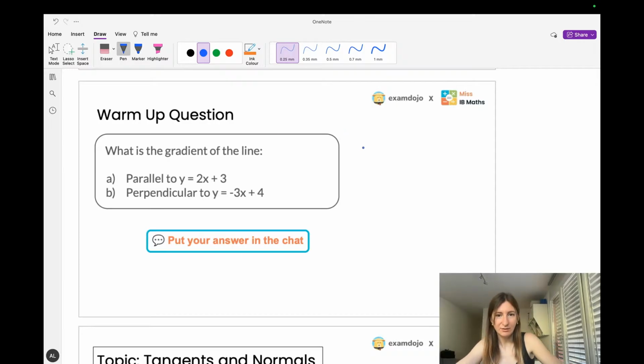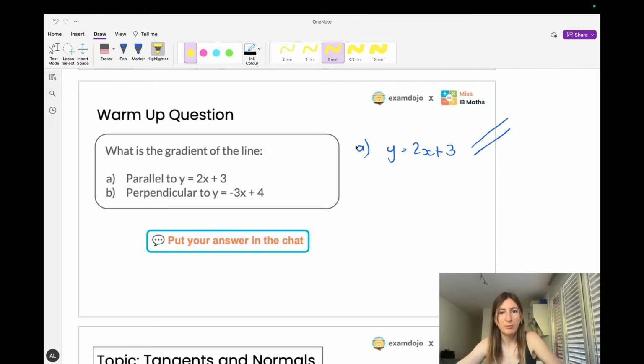All right, so gradient of a parallel line, we have y equals 2x plus 3. Parallel lines, a clue about those is they have the same gradient. So our parallel line also has a gradient of 2. We can say m of the parallel line is equal to 2.